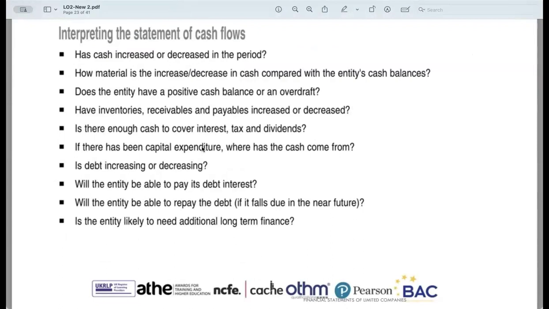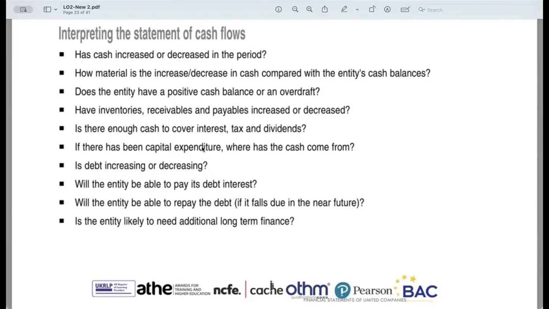Increases or decreases in these items impact cash flows and reflect operational efficiency and liquidity management. Coverage of financial obligations, capital expenditures, funding, debt management. Monitoring whether debt levels are increasing or decreasing helps evaluate the entity's financial leverage and ability to manage debt obligations.